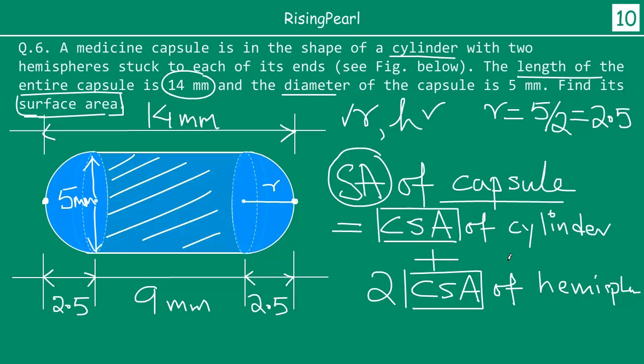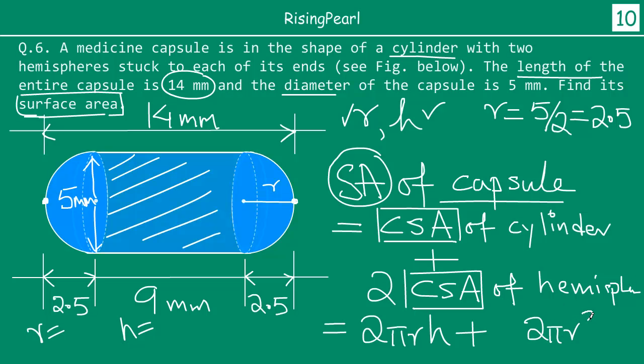So simply by plugging into the formula, you know the values of r and h. This is h, this is r. We know the curved surface area of a cylinder is 2 pi r h, plus the curved surface area of a hemisphere is 2 pi r square, and there are two of them, so it is twice this. So by simply putting in the values and solving this, you can find out the total surface area of our capsule.